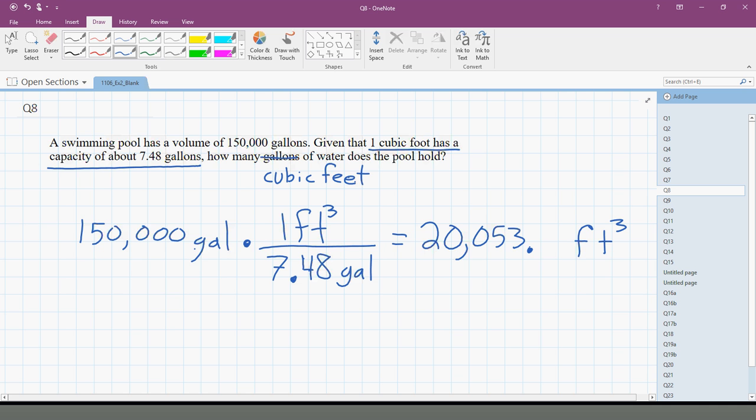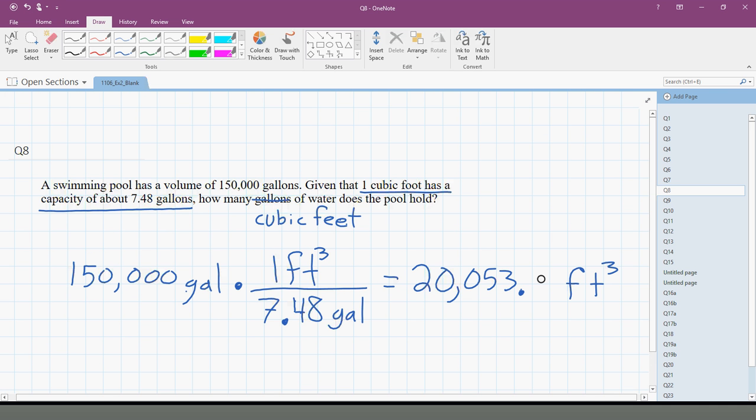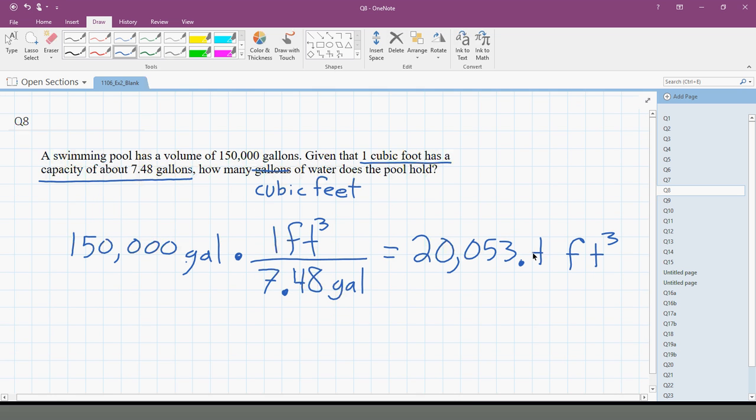20,053. Don't move the decimal. I want you to round. I want to know what are these 2 decimal places that are right here. Nearest hundredth means I want 2 decimals. So point what? 47. But what's the number after the 7? 5. What does the 5 tell the 7 to do? So it's point what? 48. There you go. Okay? So 20,053.48 cubic feet.